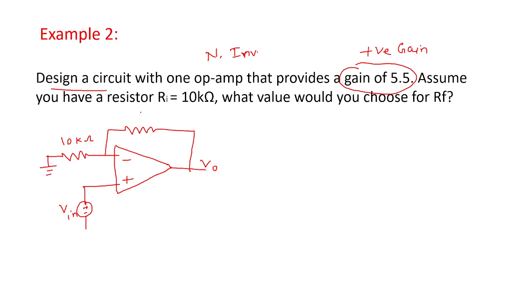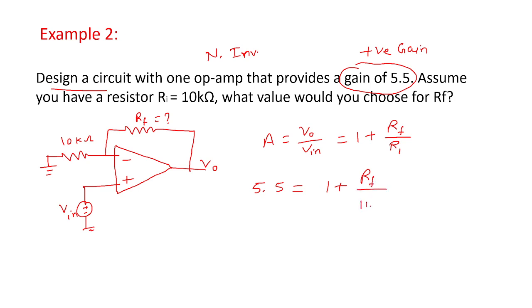Rf is the feedback resistor value we need to calculate, and gain is given. We know this is a non-inverting amplifier and we have already derived the expression for non-inverting amplifier. That was A, which is equal to V naught divided by V in, is equal to 1 plus Rf divided by R1. This is the gain formula for non-inverting amplifier, and gain is 5.5, which is equal to 1 plus Rf divided by R1. R1 is 10 kilo ohm. We need to calculate the value of Rf, that will be 4.5 into 10k, and it will be 45 kilo ohm. So Rf is nothing but 45 kilo ohm.